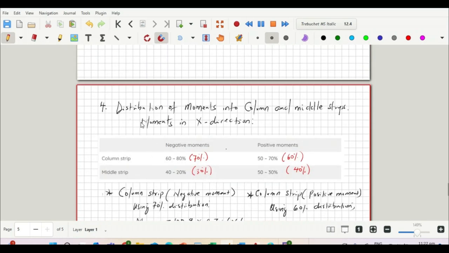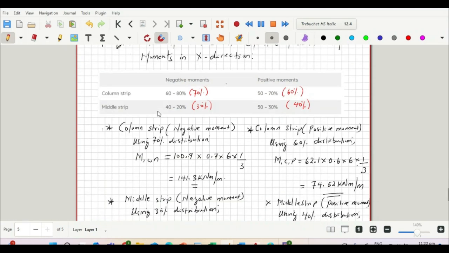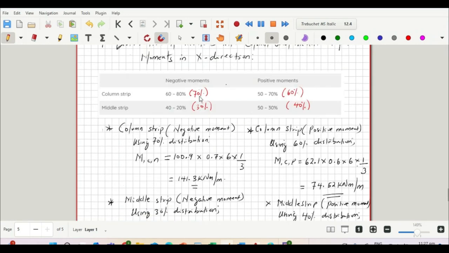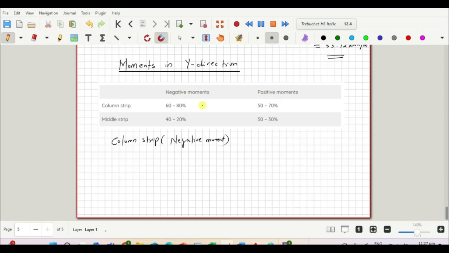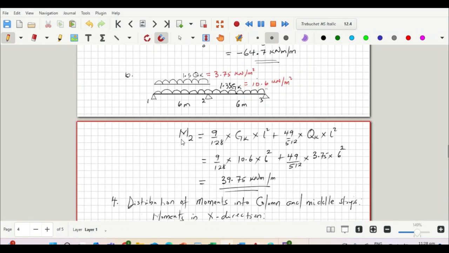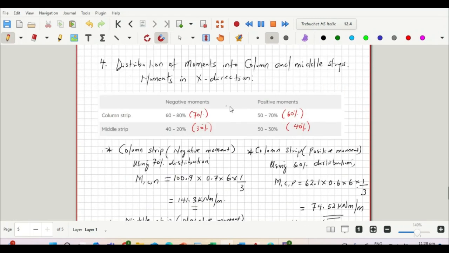So that is for the X direction, the moments in the X direction. We are going ahead and do the same for the Y direction, and again the negative, and we'll be using 70% distribution, just like the moments in the X direction. Again, using the yield line theory, let's call that moment MTN. That would be the moment in the Y direction. Let's go back and look for the negative moment in the Y direction. That was minus 64.7.